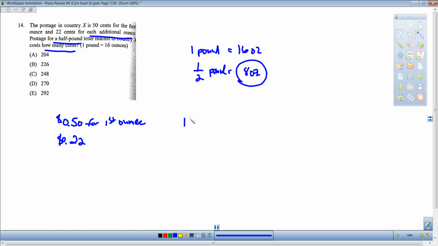So for the first ounce, we're going to multiply by 50 cents. And then for the other 7 ounces would be 22 cents. So notice this is all in cents. So I'm just going to write that as a whole number of 50. So I'm going to have 50 and then 22 times 7. So that's 140. It's 154. So there's going to be 204 cents. So it would be A.